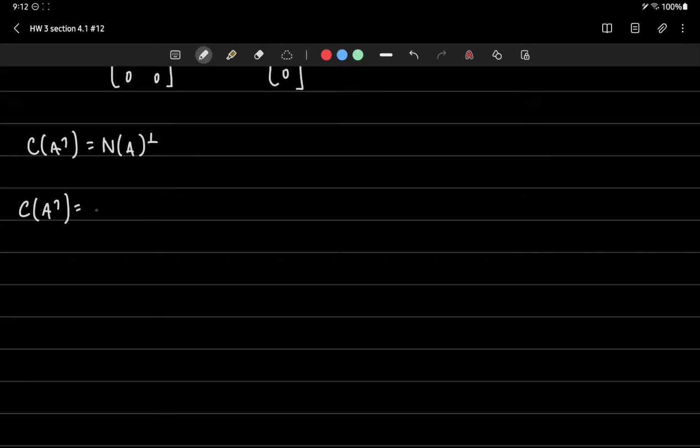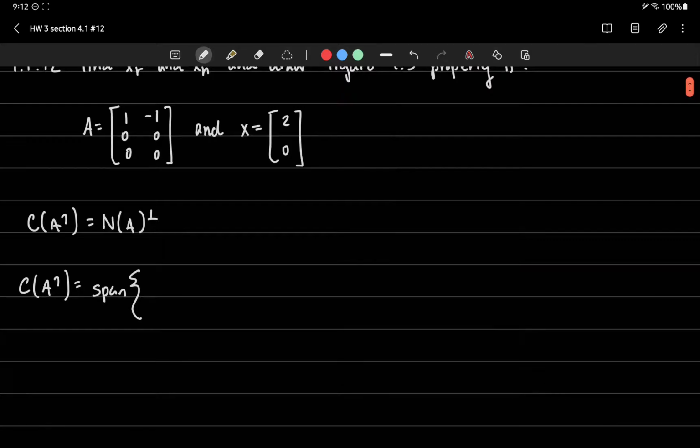So for the row space, to find a basis, we can just simply look at A for this example. If we look at A, it's already row reduced, and the only independent row seems to be the first one. So we can say that C of A transpose is spanned by 1, -1. For the dimension, since there's only one independent row, the dimension for C of A transpose would just be 1, for the rank.